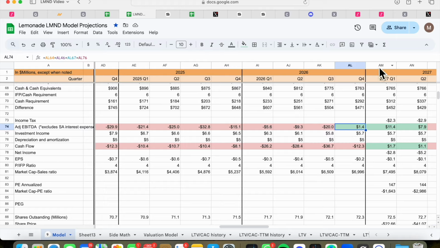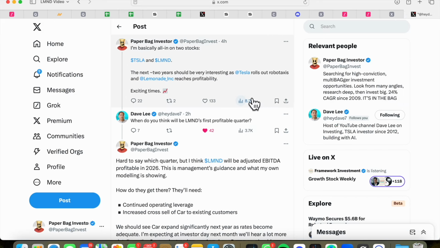Which I had tweeted out earlier today. Basically said, I'm all in on 2 stocks, Tesla and Lemonade. The next 2 years should be very interesting as Tesla rolls out robo-taxis and Lemonade reaches profitability. Exciting times. And Dave Lee, love Dave Lee.